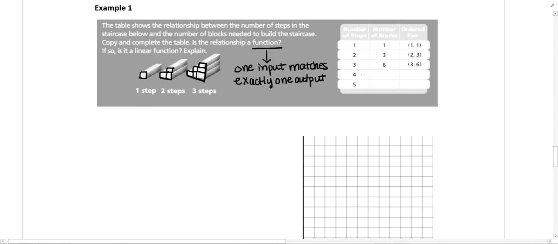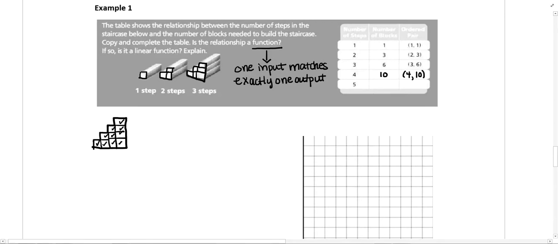It says 4 steps. Well, you can draw the picture. Imagine 4 steps, up 2 steps, 3 steps, 4 steps. Now imagine how many blocks that is. So here's 1, and then this row is going to have 2, and then 1, 2, 3, and then this one's going to need to be 4. So let's count that. 1, 2, 3, 4, 5, 6, 7, 8, 9, 10. So the ordered pair would be 4, comma 10.